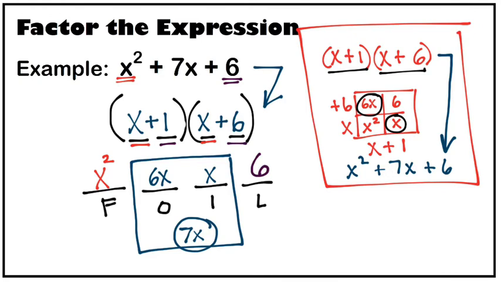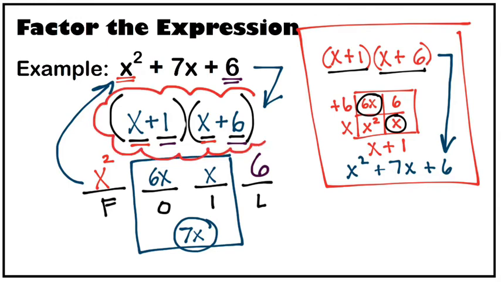And that is exactly what we had when we started the problem. So the answer to this problem is these two binomials. The binomial x plus 1 multiplied by the binomial x plus 6 gives us x squared plus 7x plus 6. So those are our factors of x squared plus 7x plus 6.